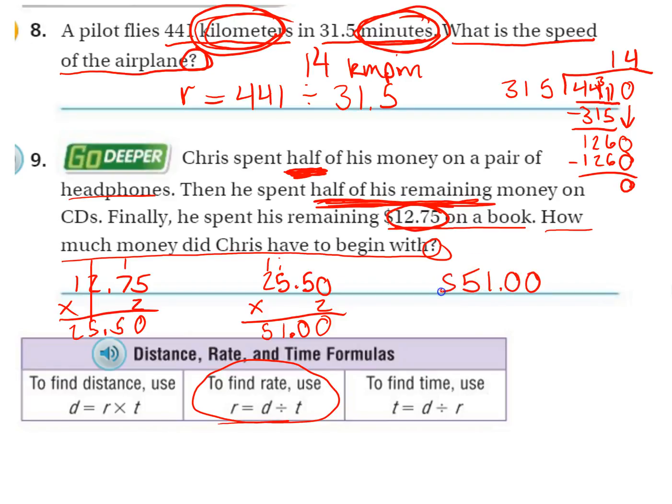So, how much money did Chris have to begin with? $51. And we could always go back and check our answer, right? Start with 51 and say, okay, what's half of 51? Well, half of 51 would be $25.50, and that was half of his money. Then he spent half of the remaining money on CDs, so half of $25.50, and that would be $12.75. And then it says he spent his remaining $12.75 on a book. So yes, that checks out.